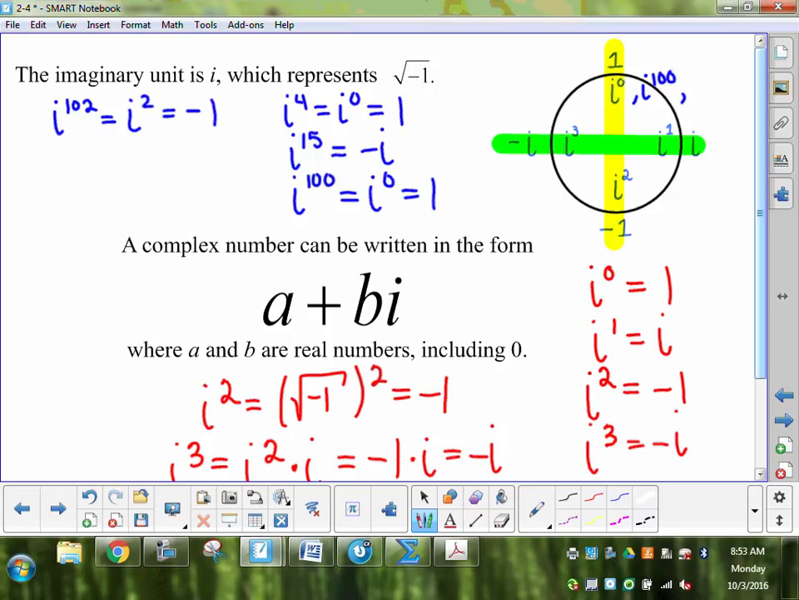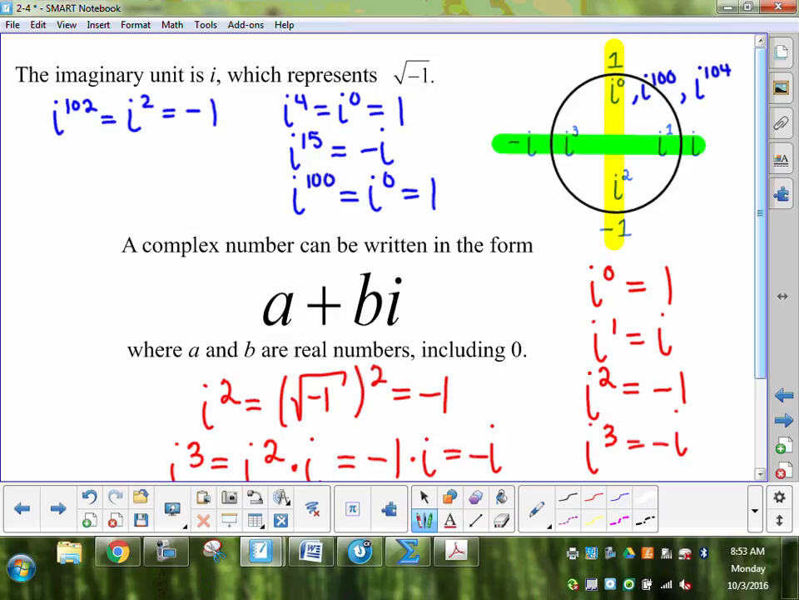Does anybody know another i you could use that would make us have to count backwards instead of forward around the wheel? 104, yeah. So if I said, all right, I know i to the 104th power, then I'd have to go, this would be i to the 103rd, this would be i to the 102nd.